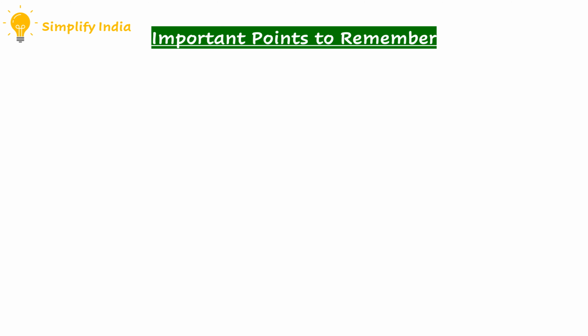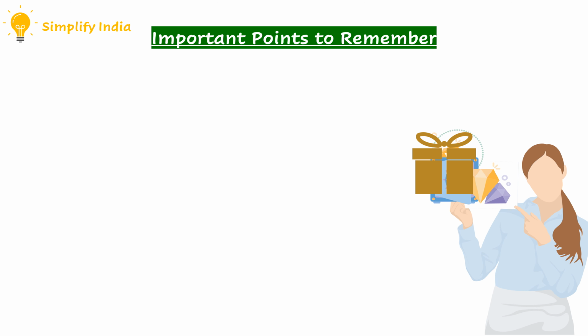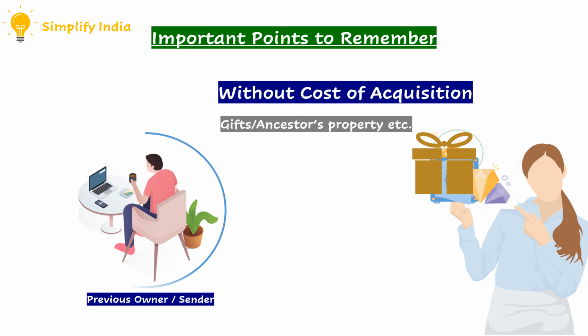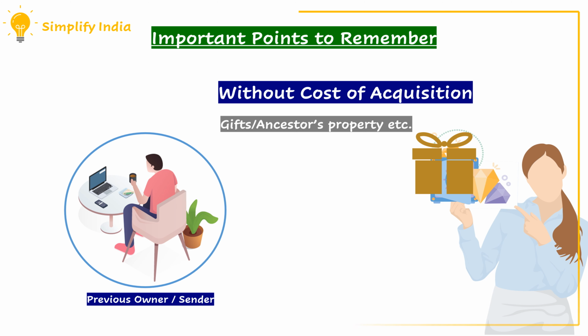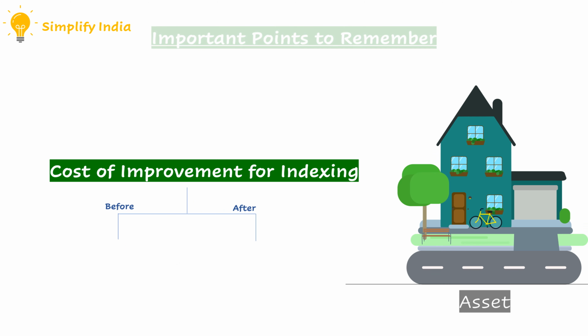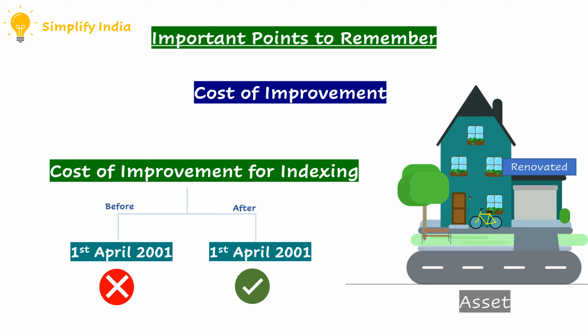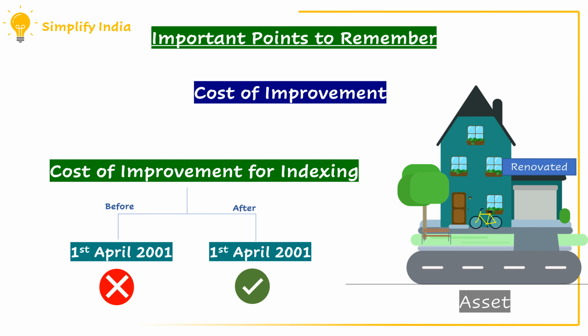Now, let us know some of the important points to be remembered before making calculations for capital gains. If the assessee has owned the asset without incurring the cost of acquisition, like he may have got the asset as a gift or as ancestral property, in such a case, the cost of acquisition will be the cost incurred by the previous owner of the asset. And improvement made to an asset before 1st April 2001 should be ignored, and only the improvement made after 1st April 2001 should be considered for indexing.